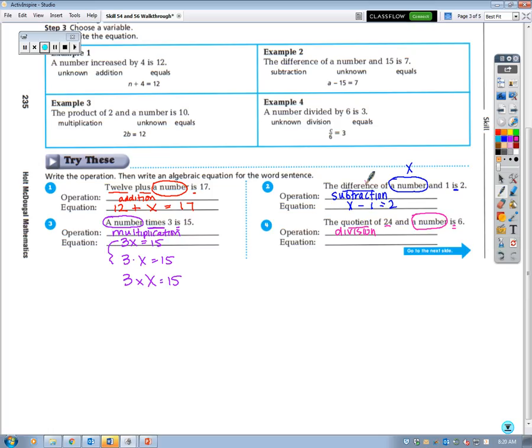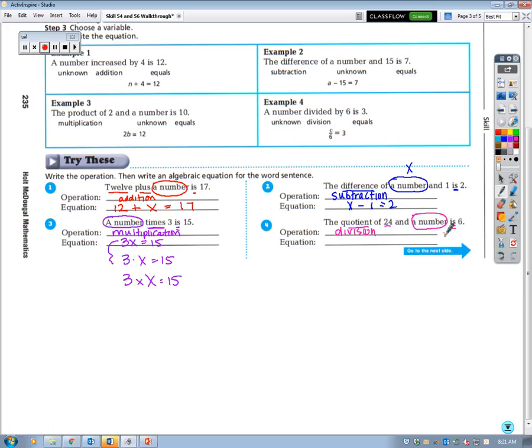Are you always going to get straightforward language like this? No, sometimes they're going to use different vocabulary. So the quotient of 24 and a number is 6. What might that look like? Who's got a guess there? You got a guess? What do you think? 24 divided by 6 equals x. Close. Close. Because the answer is 6. The answer is not x. So you're close.